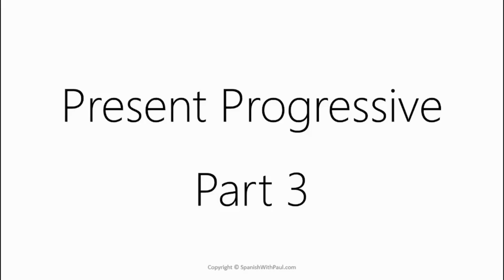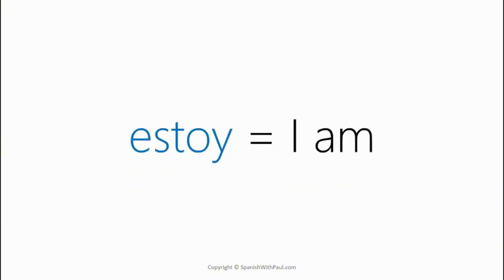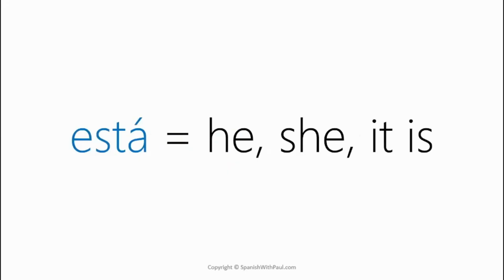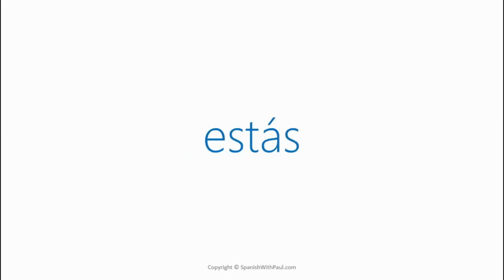Welcome to part 3. What we want to do now is really maximize the power of the present progressive. To do that, we're going to return back to the verb of estar. We already know that estoy is I am, and está is he is, she is, or it is. So what we want to do is to add in all the other angles, starting with you are. Just like other verbs in Spanish, we take whatever it is for he, she, and it, which is está, and we simply add an s. So you are would be estás.